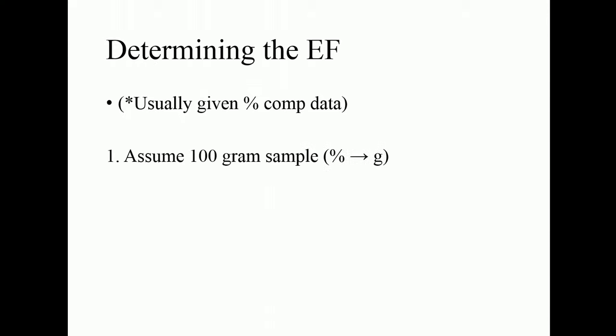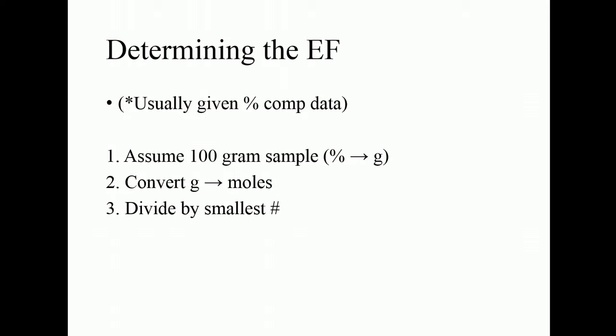The steps that we perform: the first thing we do is assume a 100-gram sample. And for us, that just means we'll be able to change the percent to grams. Once we have grams, we can convert it to moles, just like section 3.4. And since we want to get the formula to be the lowest whole number ratio, we'll divide by the smallest number of moles that we obtain. And then at the end, we want to make sure our subscripts are whole numbers. We'll be seeing some examples where you do that step 3, and then there's an additional step you have to do to make sure they are whole numbers when you're done.